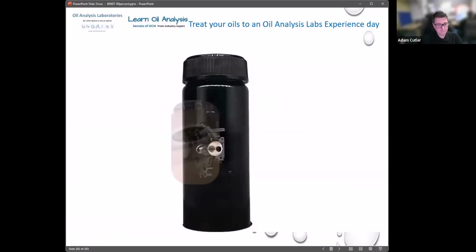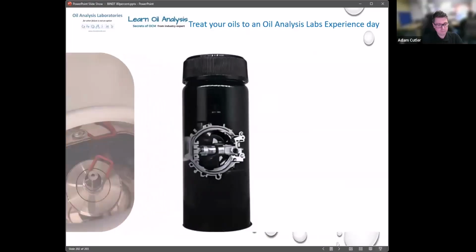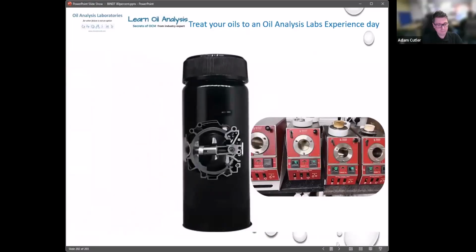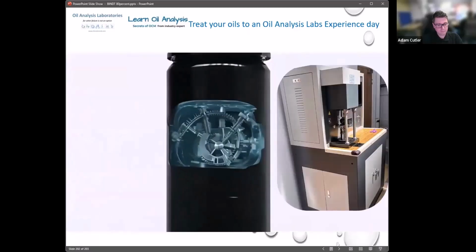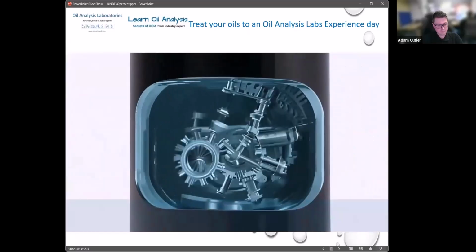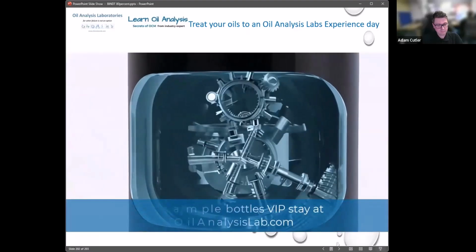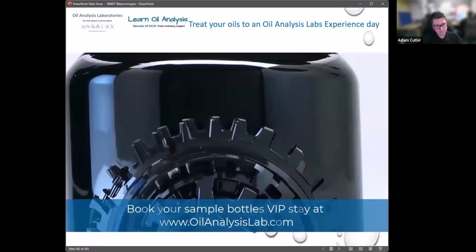Feeling active? Burn calories in our bomb calorimeter, test your endurance with the rotating pressure vessel oxidation test, or pump some iron with our 4-ball weld test. At Oil Analysis Laboratories, your samples get the VIP treatment every step of the way.